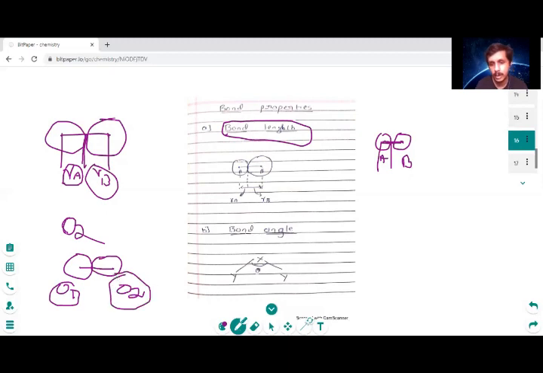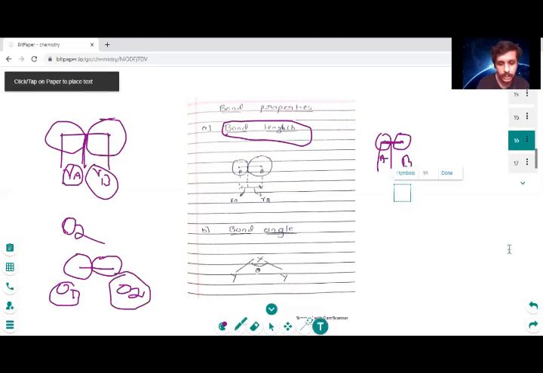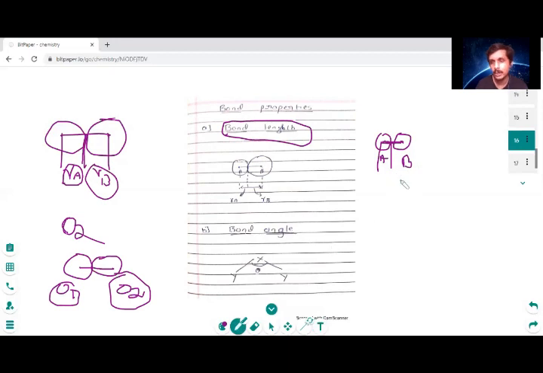Hence we can write, in simple terms, bond length is nothing but the atomic radius of atom A plus the atomic radius of atom B. That is, it's the sum of the 2 atomic radii, and also it is the distance between the 2 nuclei which are taking part in the bond. This is the definition of bond length.